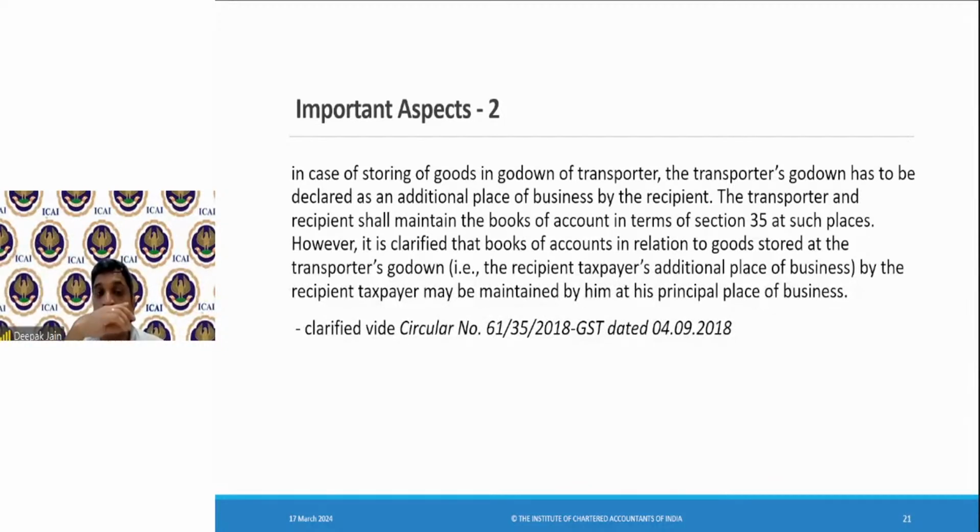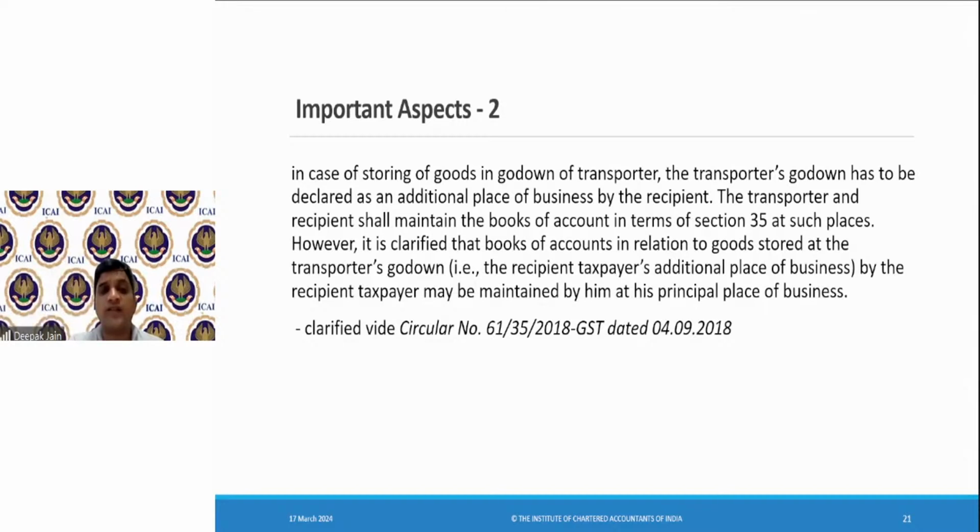Those things are fine. But this circular says where you are storing your goods in the godown of the transporter, wherein the transporter's godown you use for storing your goods. So if it is one time for one transportation, that's fine. But if you're regularly using this godown for storing your goods, then you have to declare the transporter's godown as an additional place of business.